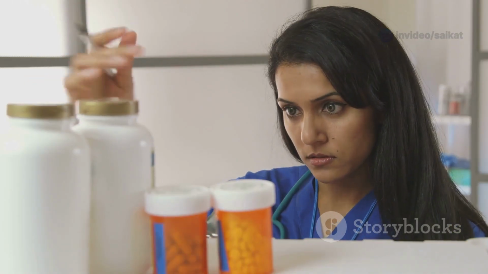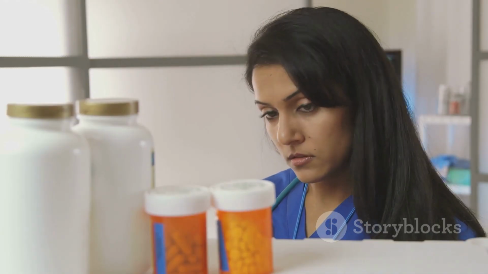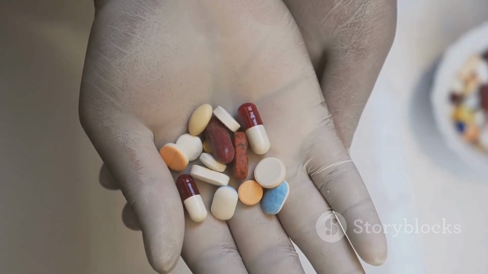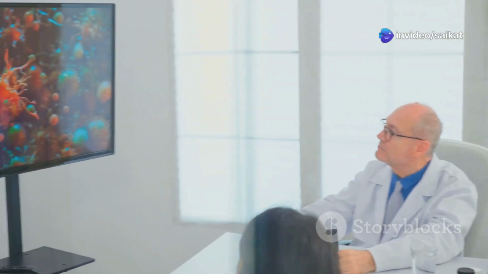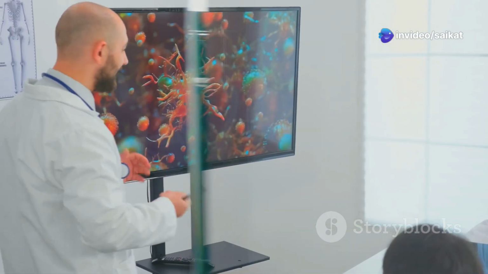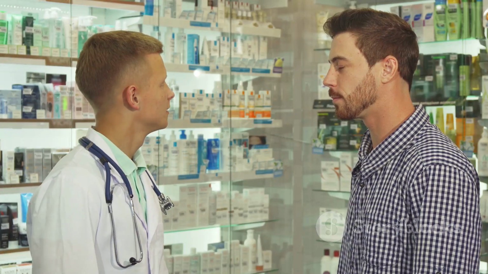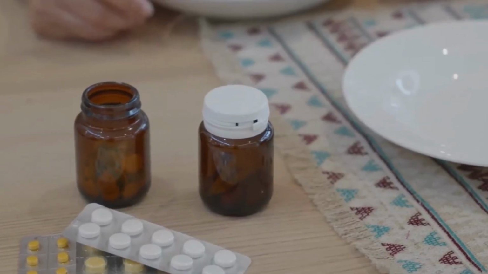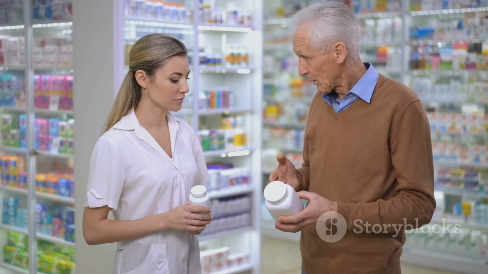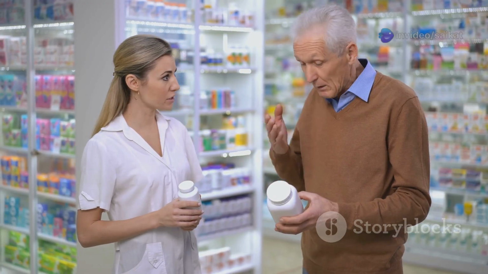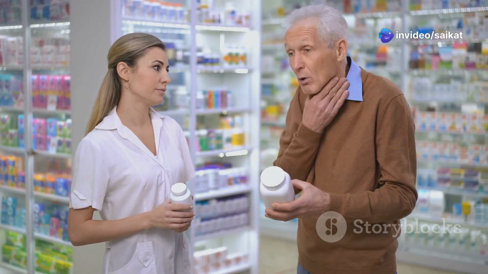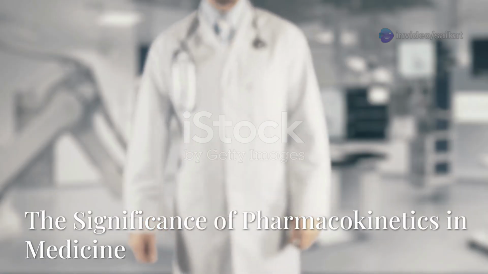Drug-drug interactions. When multiple drugs are taken concurrently, they can interact with each other, affecting their pharmacokinetic profiles. These interactions can alter absorption, metabolism, or excretion, leading to either increased or decreased drug effects. Food-drug interactions. As mentioned earlier, food can sometimes interfere with drug absorption. For example, grapefruit juice is known to inhibit the metabolism of certain drugs, potentially leading to increased drug levels and side effects.